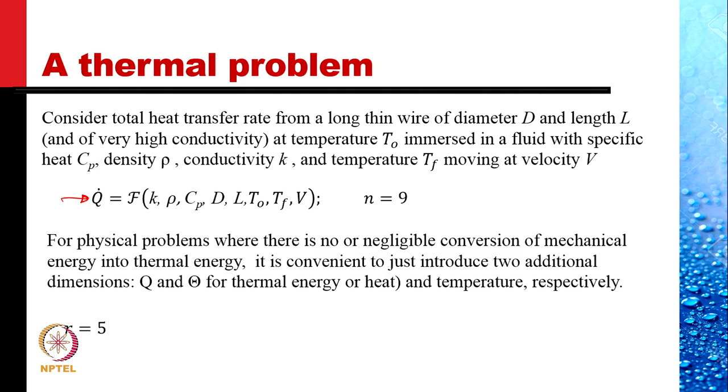For physical problem where there is no or negligible conversion of mechanical energy into thermal energy, it is convenient to just introduce 2 additional dimensions besides M, L, and T. The dimensions are Q for heat energy and theta for temperature. That is for thermal energy or heat and temperature respectively. So that gives the number of dimensions involved R as 5. N is 9, R is 5. So we expect to have 4 groups of parameters, 4 pi's, 1 dependent and 3 independent.